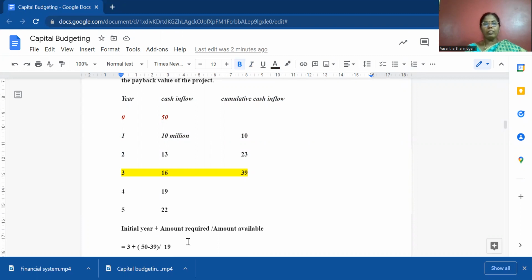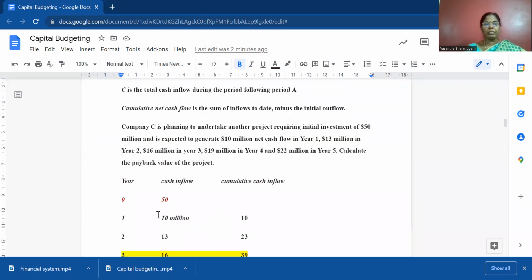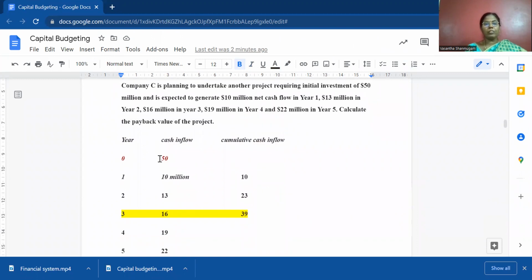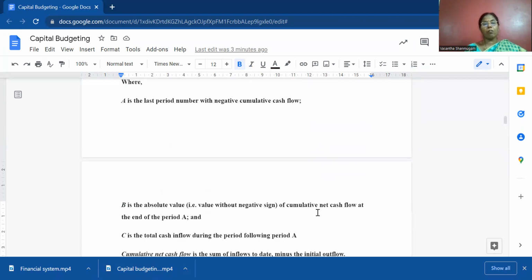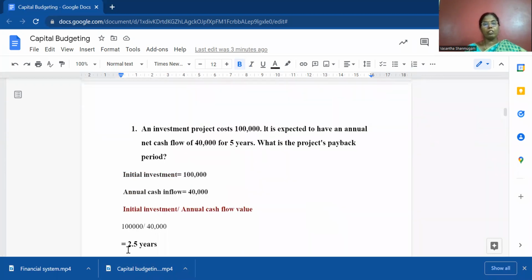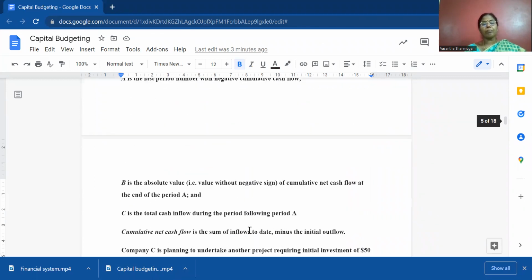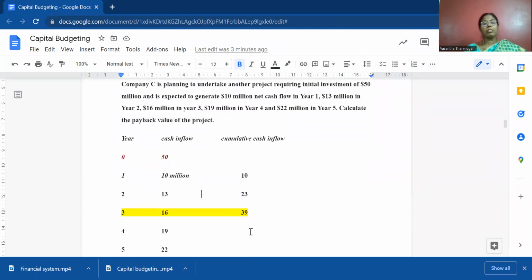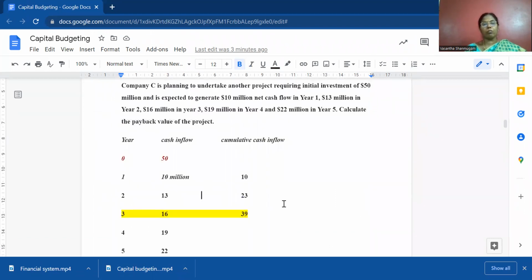Now, how many years will it take to get back the investment of 50 million? That is our question. But when the cash inflows are uniform, we can find it out easily, using total annual cash flow, average cash flow. The formula is initial investment divided by annual average cash flow. But as far as this problem is concerned, the cash inflows are not uniform.